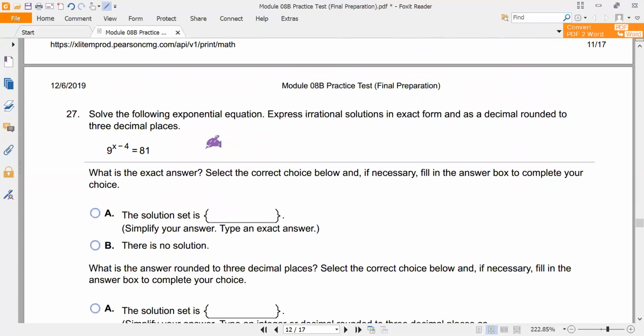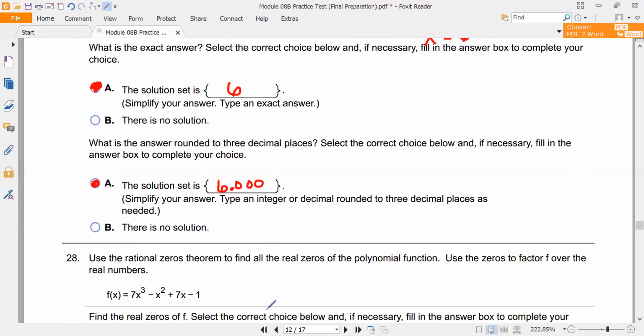Number 27 says solve the following exponential equation, express irrational solutions in exact form, and then round it to 3 places. So if we can get a same base on each side, which I believe we can, we don't even have to go smaller, we can use 9 because 81 is 9 squared. So this would be x minus 4 equals 2, which means x equals 6. So that is an exact solution, and I guess if they want to write it as a decimal, it would be 6.000 to 3 decimal places, since there is nothing but an exact number.